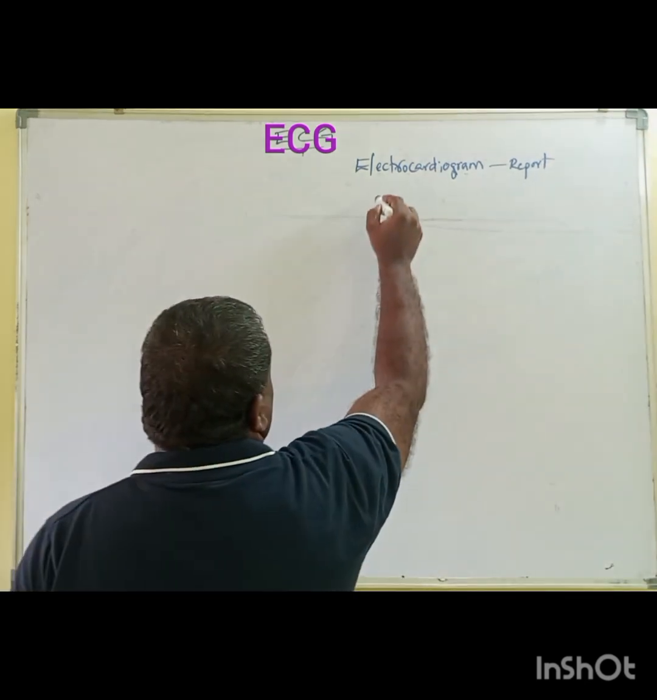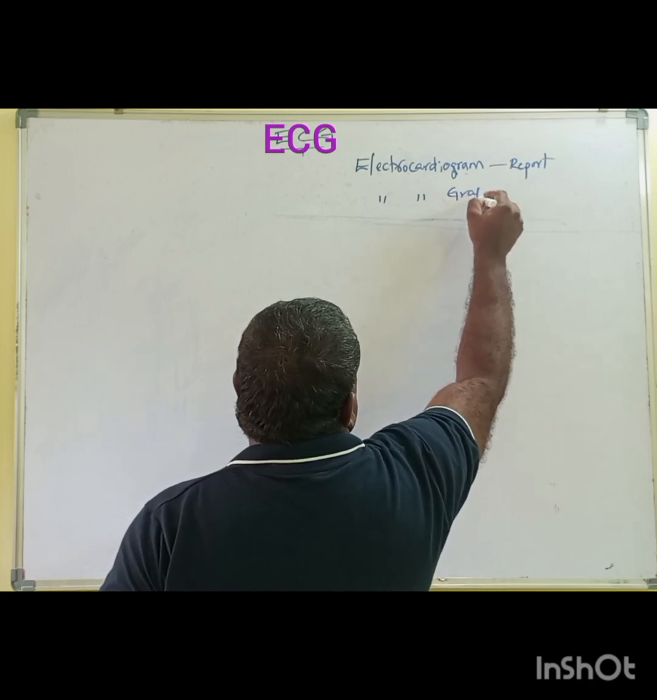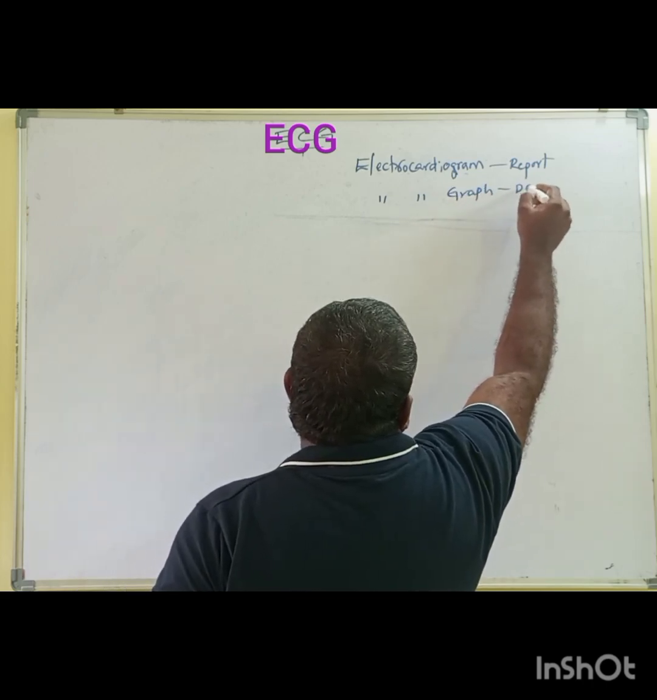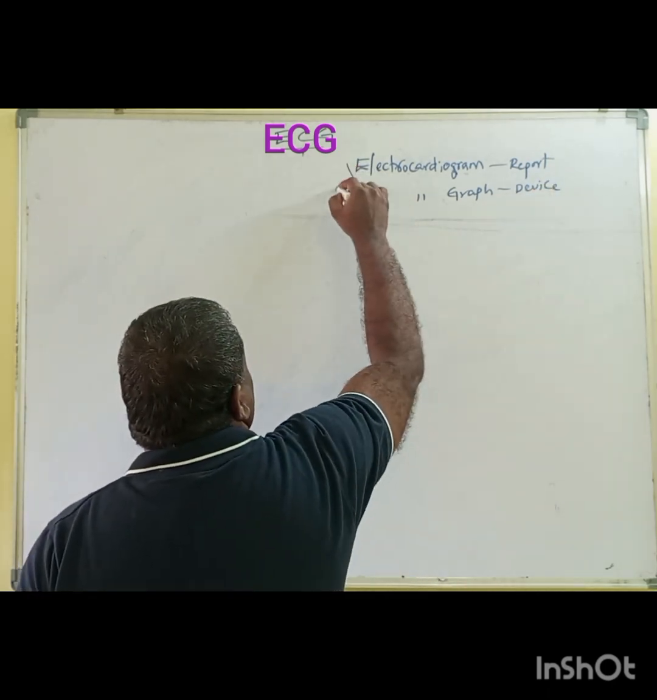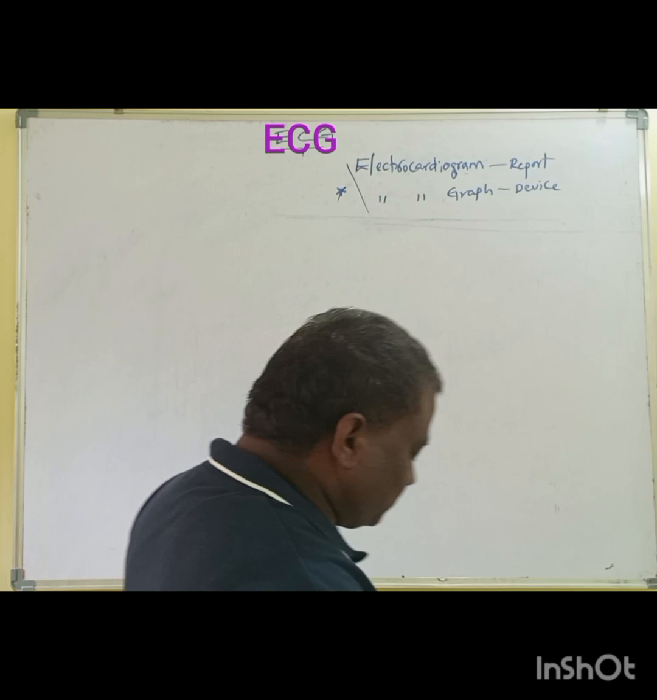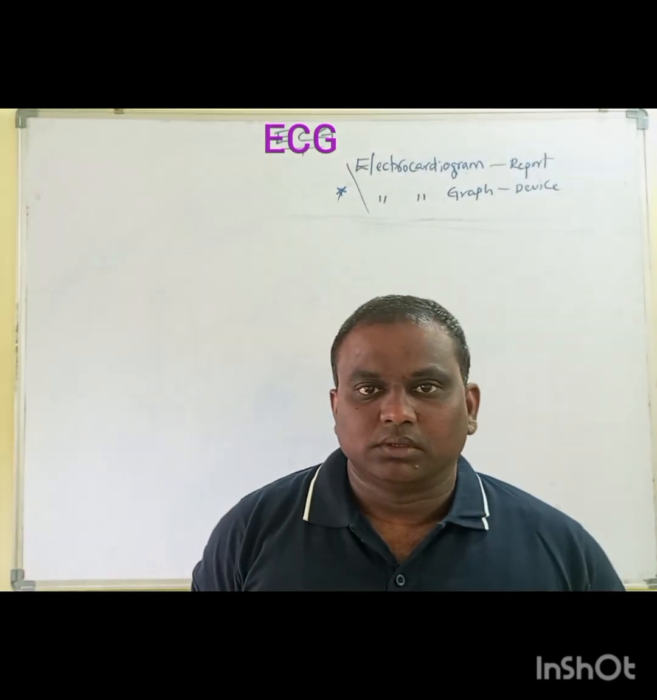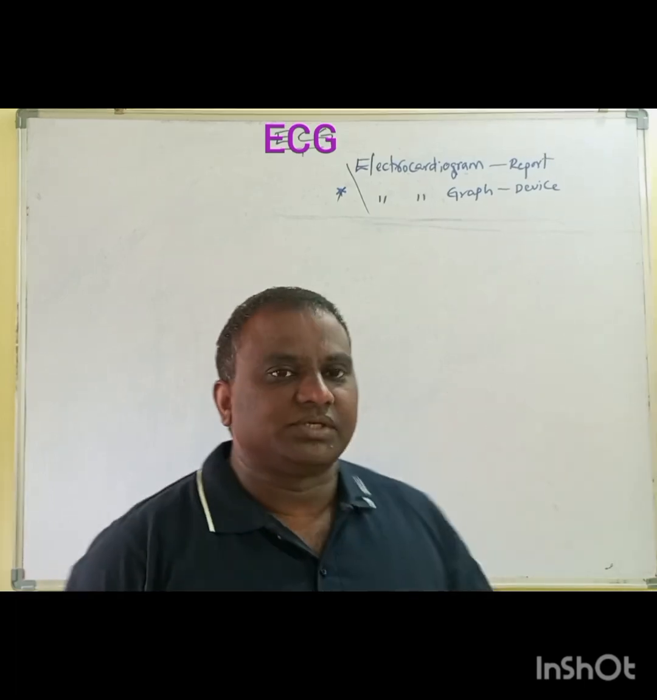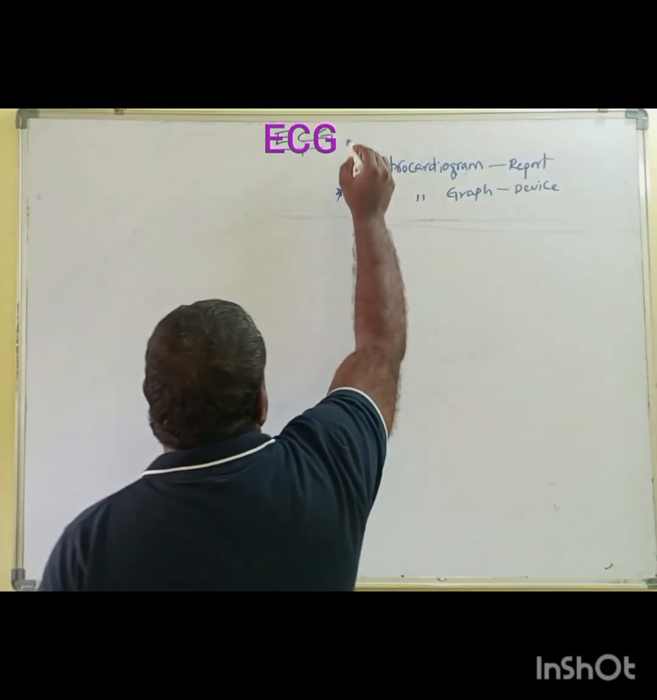Electrocardiograph is a device or instrument. So this difference between graph and gram is very, very important. For example, electrocardiogram is a report. Electrocardiograph is a machine.